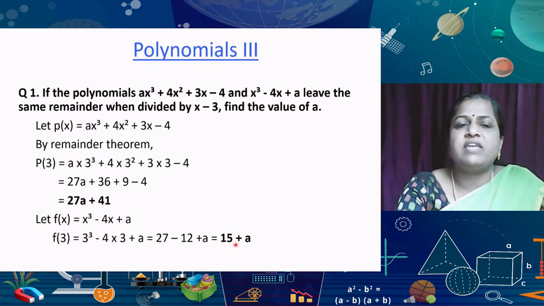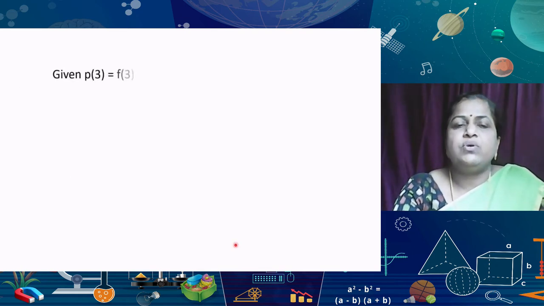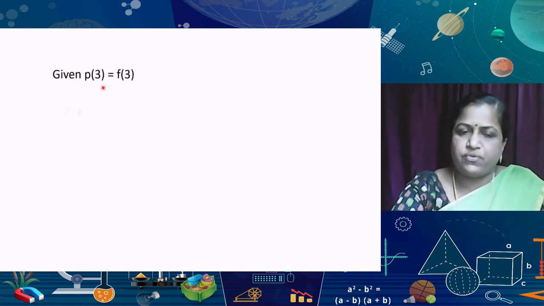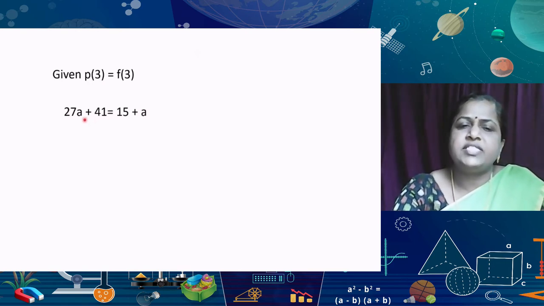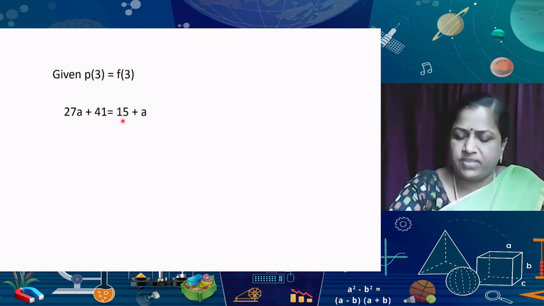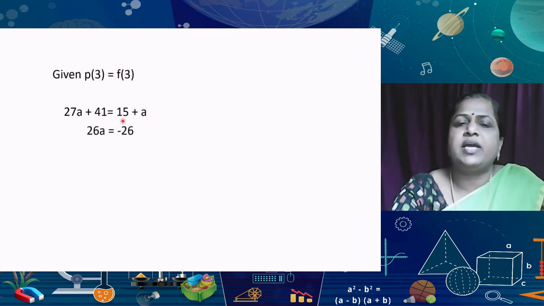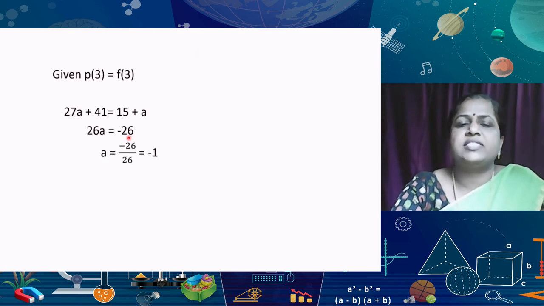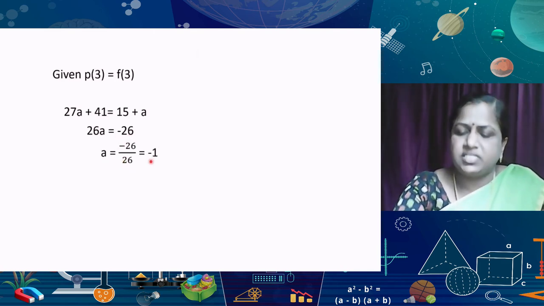In the question, we are given that in both cases the remainders are equal. So we can equate these remainders, that is p of 3 equal to f of 3. When we equate this, we get 27a plus 41 equal to 15 plus a. Now, taking like terms on one side, 27a minus a equals 26a, and 15 minus 41 equals minus 26. So we can say a equals minus 26 upon 26, which is minus 1.